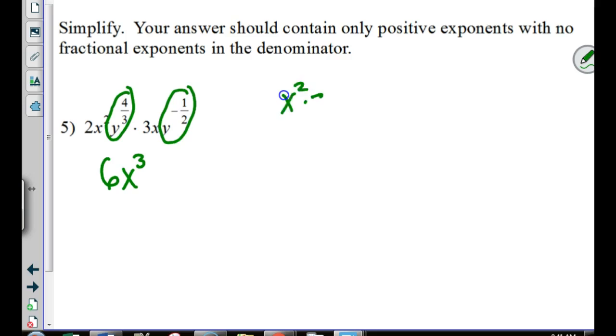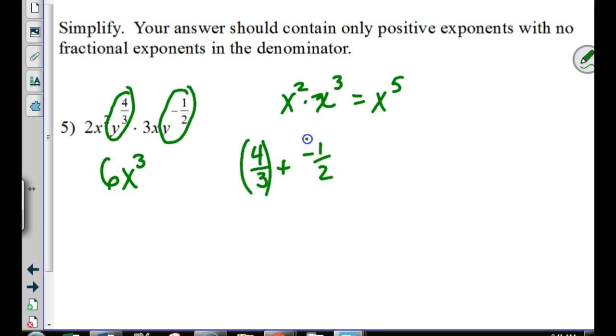If I had this, just as an example, you would add them, right? So we need to add these. Let's just add them. Use your calculator. What's 4/3 plus -1/2? You can use parentheses.